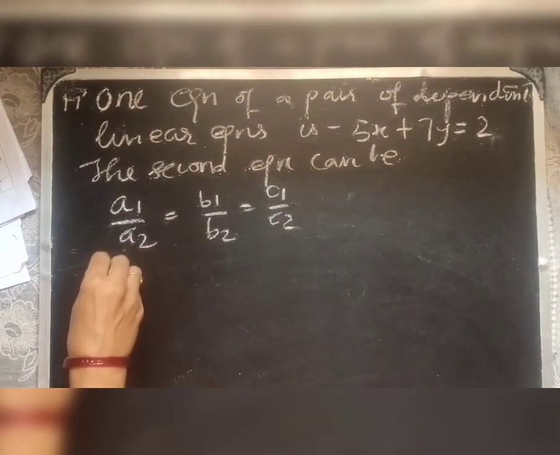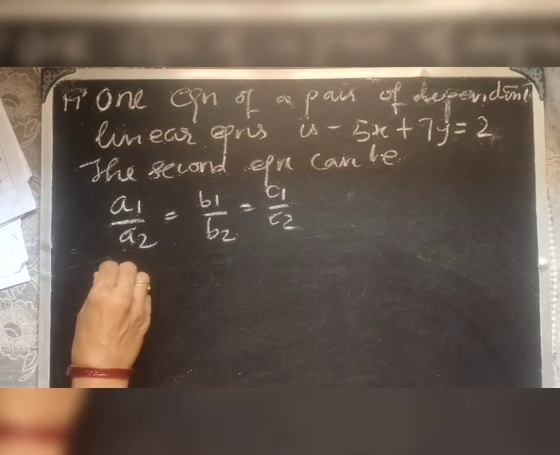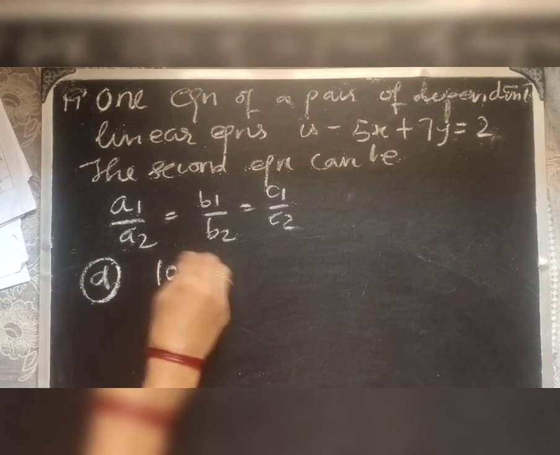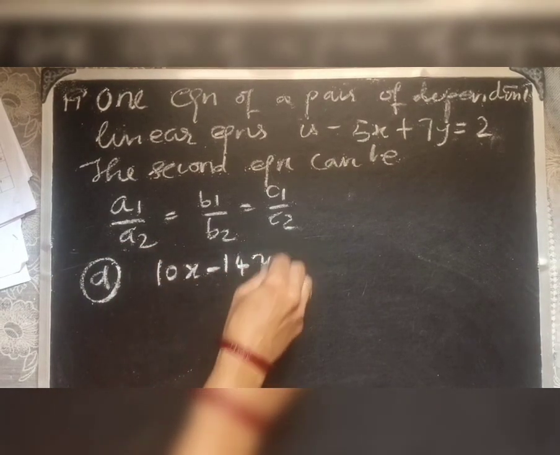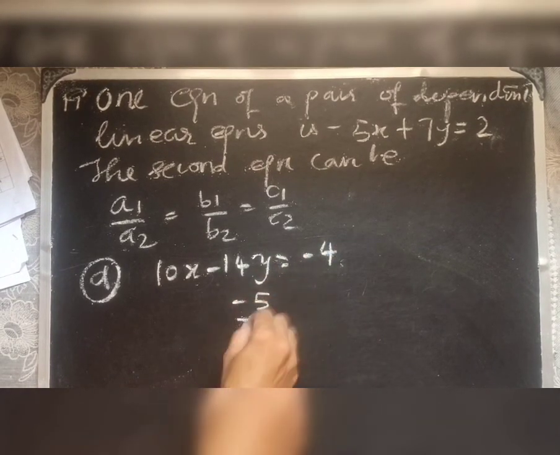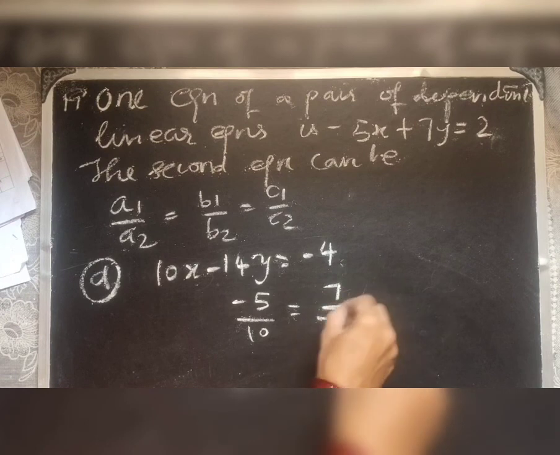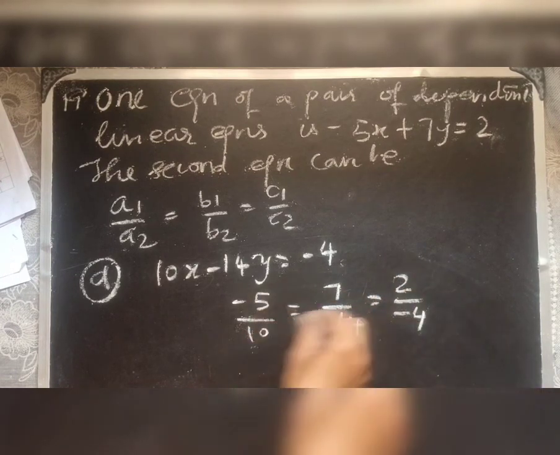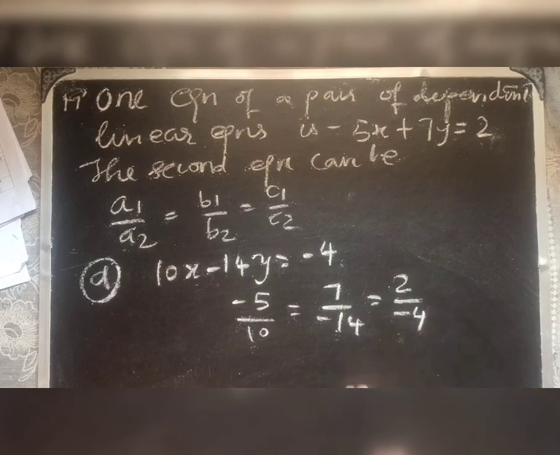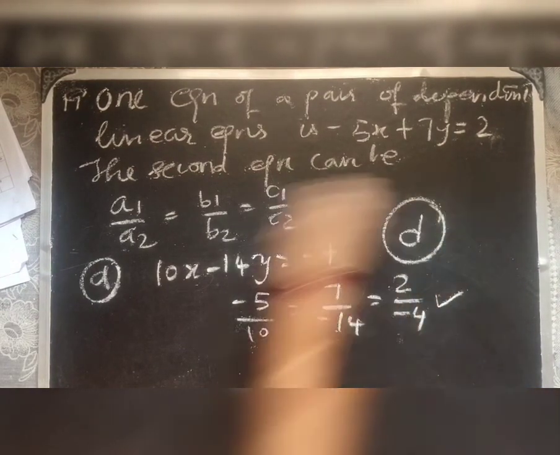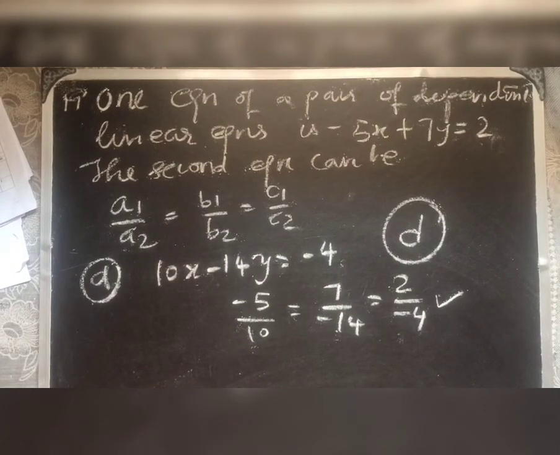So we have the last option, remaining only one option. So option D will be the only correct answer, but still we will verify. So 10x minus 14y is equal to minus 4. So as a result, minus 5 by 10 is equal to 7 by minus 14 is equal to 2 by minus 4. Here we can see all the ratios are coming as minus 1 by 2. So this is the correct option. So option D is the correct answer.